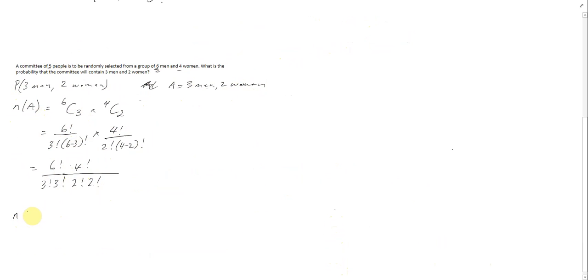Now we need to know the number of total ways that we can select a committee. Well, we want a committee of 5 people, so that means r is 5. So we're doing combination, r is 5 people in our committee, and our group size is, well, there's 6 men and 4 women. So overall we've got 10 objects. So it's 10C5, which is given by 10 factorial over 5 factorial times (10 minus 5) factorial, which is 10 factorial over 5 factorial times 5 factorial.